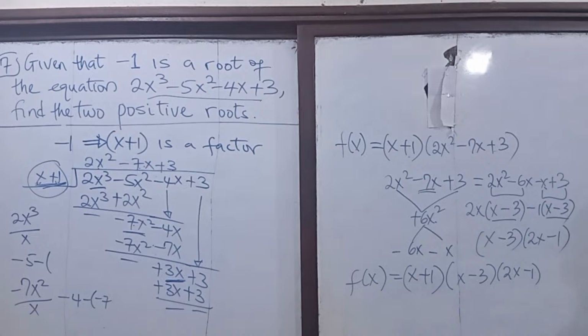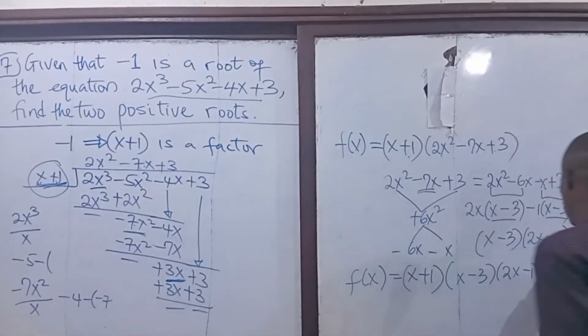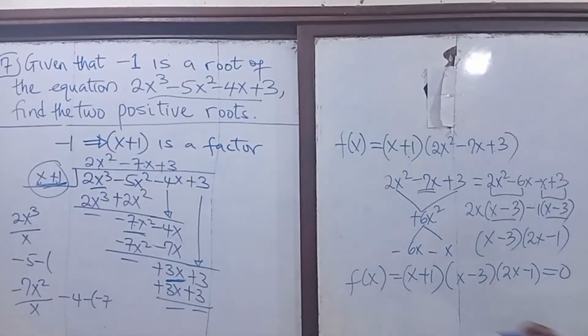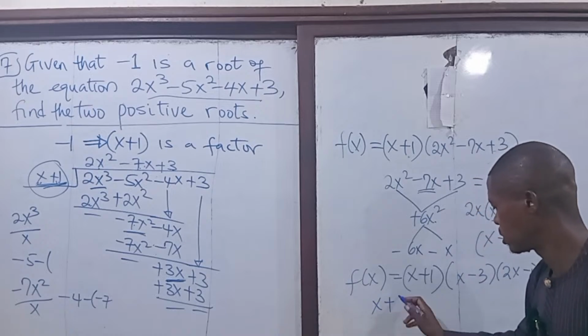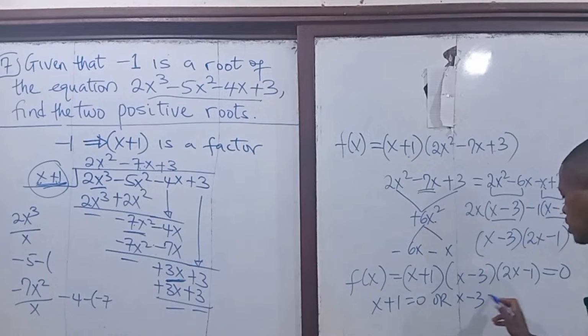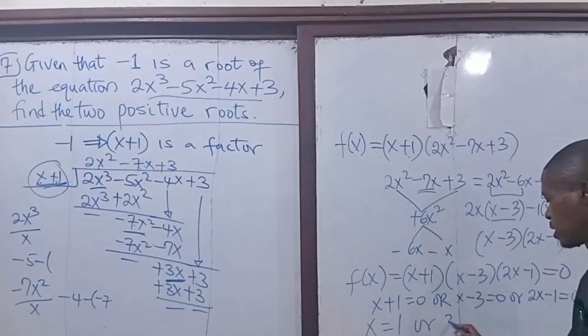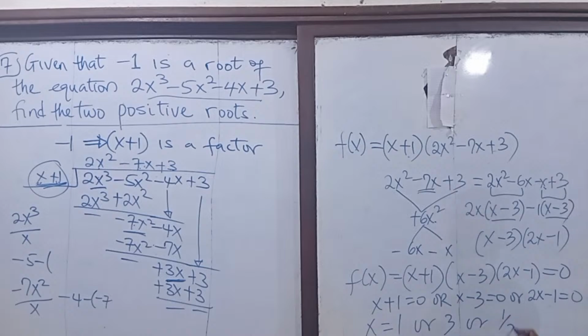And then for you to get the root, f of x must be equal to 0. That implies x plus 1 is equal to 0, or x minus 3 is equal to 0, or 2x minus 1 is equal to 0. So x is equal to minus 1, or 3, or 1 over 2.